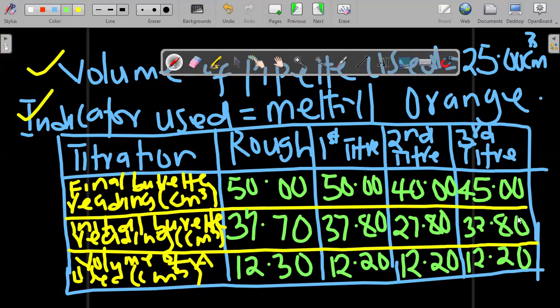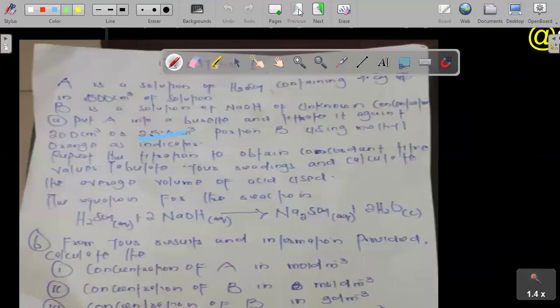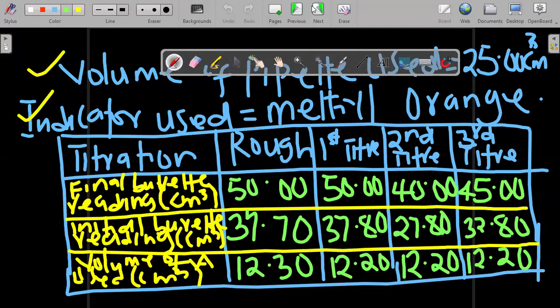Yes, sir. Okay. Now that you have done this, let's go back to the question so that you see what I'm saying. Let's go back to the question. The question says what? Tabulate your readings. That's what we just did. This is what I've done by saying tabulate your readings.